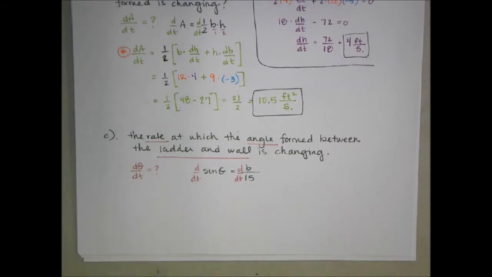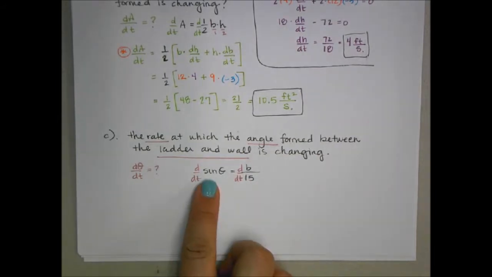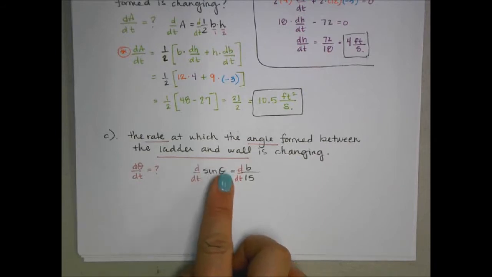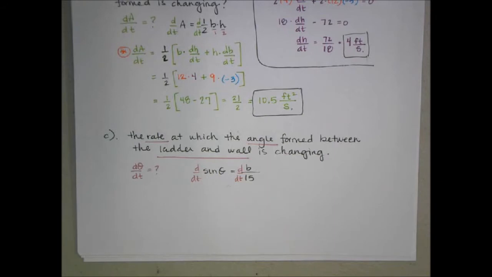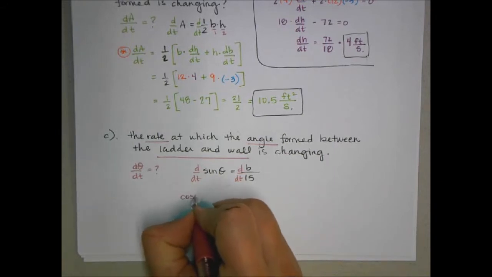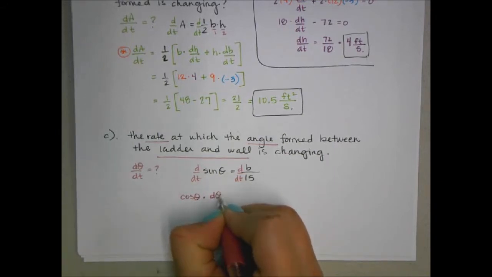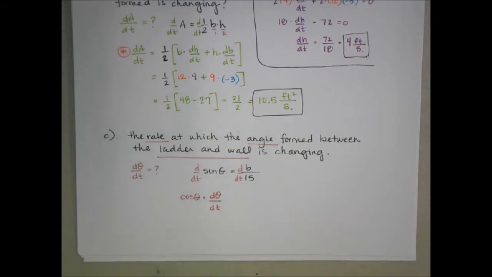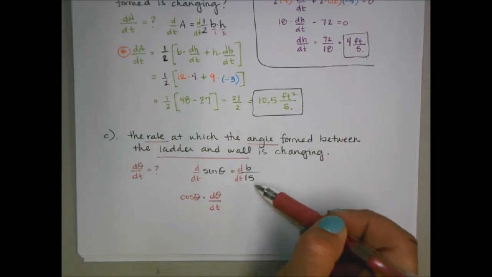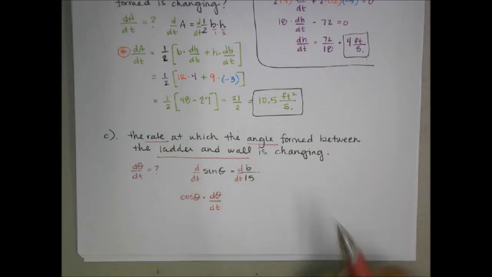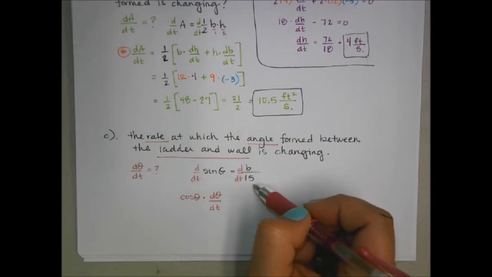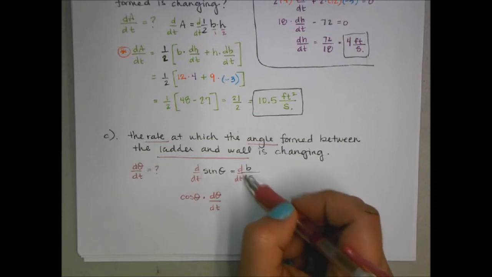All right, derivative of sine will be cosine, and then the chain rule applies. We have to go inside of sine, which is theta. So the derivative of theta with respect to time gives us d theta dt. So we now have cosine theta times d theta dt. Now on the right side, I don't need to use my quotient rule because it's not a ratio of two variables. Rather, it's 1/15 of b, so it's just a number in front of my variable.